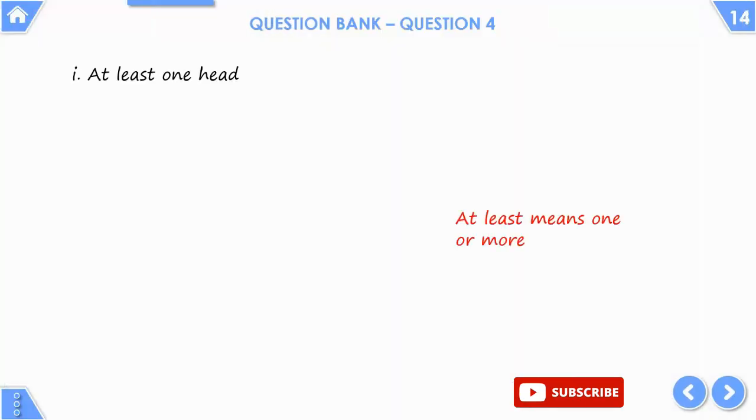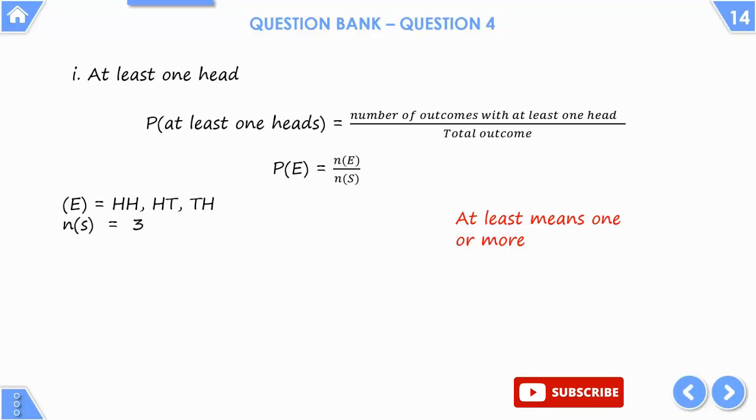At least 1 head. Let's take note that at least means 1 or more. At least means greater than or equal to. Put that in your head: 1 or more, or greater than or equal to. And that gives us 1 or more.